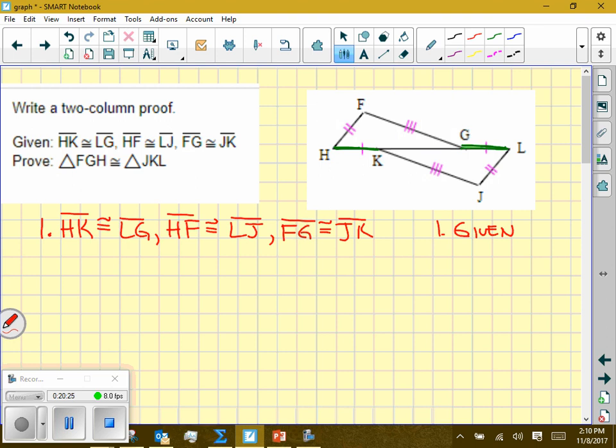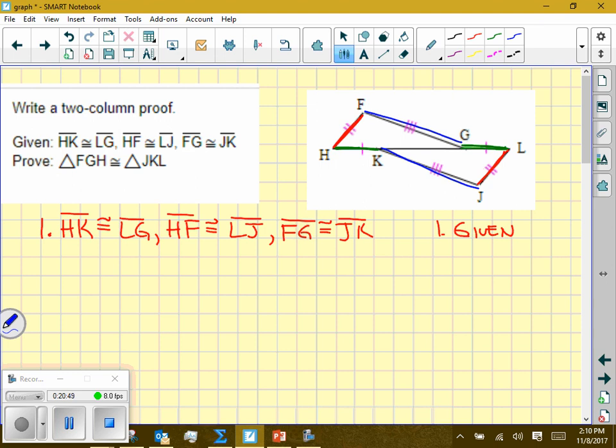Then they give me those two congruent, and then they give me those blue ones congruent, right? Do I have all three sides of both triangles being congruent? No, we only have parts of that third side, right? We only have a part of HG being congruent to a part of KL. We need to be able to show that HG is congruent to KL.